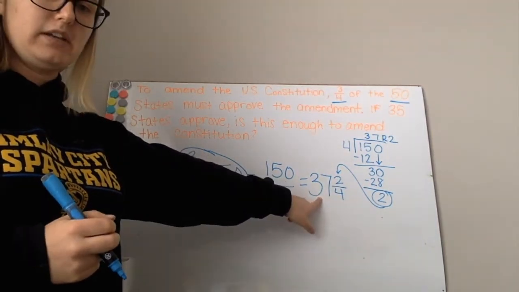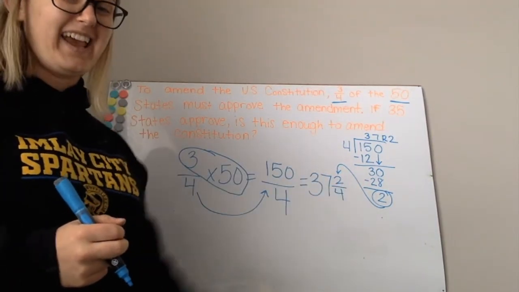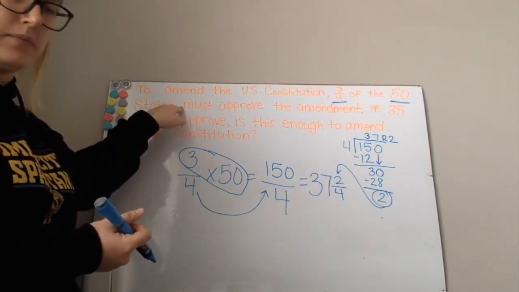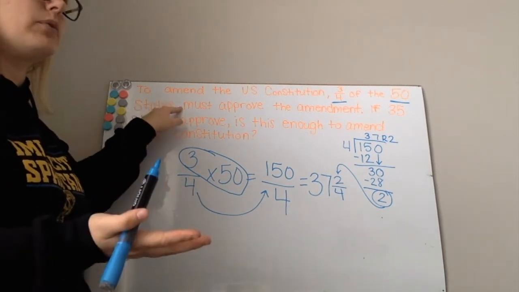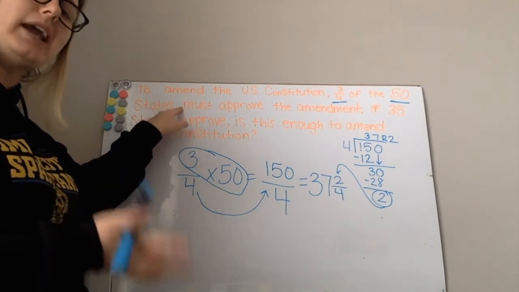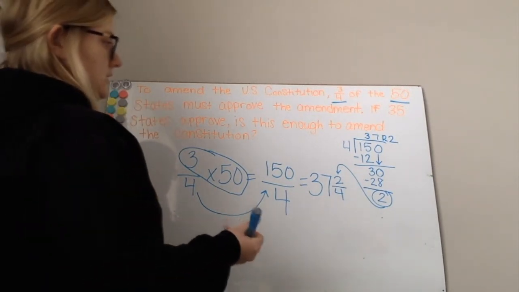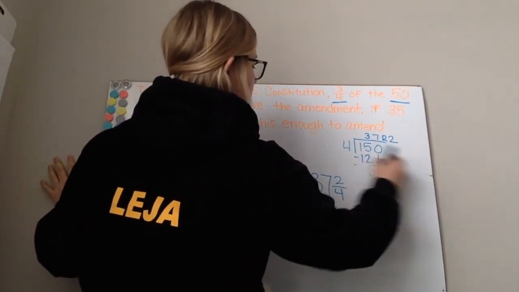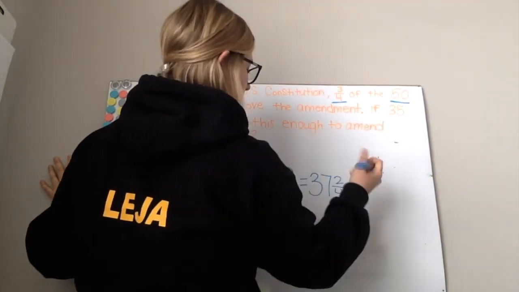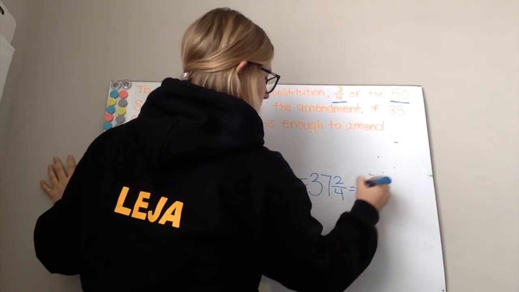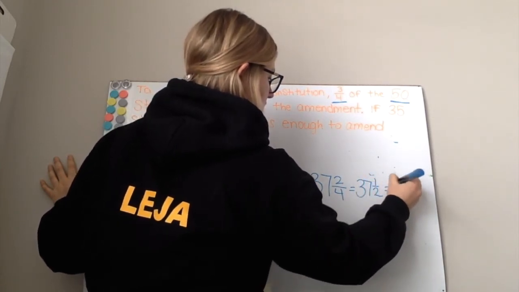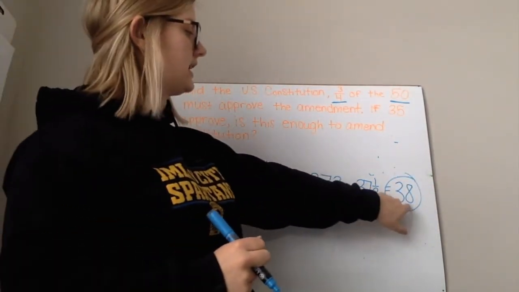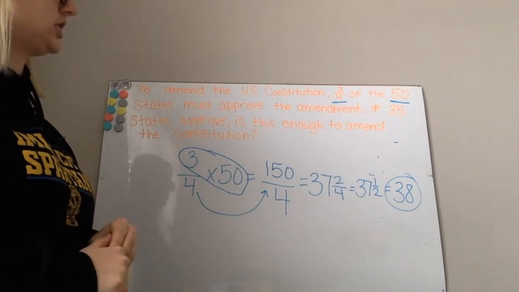So 37 and 2/4 can be renamed as 37 and a half. So 37 and a half states must approve the amendment, okay? 37 and a half. So if we can't have a half of a state, so we're thinking 38 states, right? 38 states would need to amend the Constitution. Okay, here's that rounded 38. So I found out that 38 states are needed to amend the Constitution.